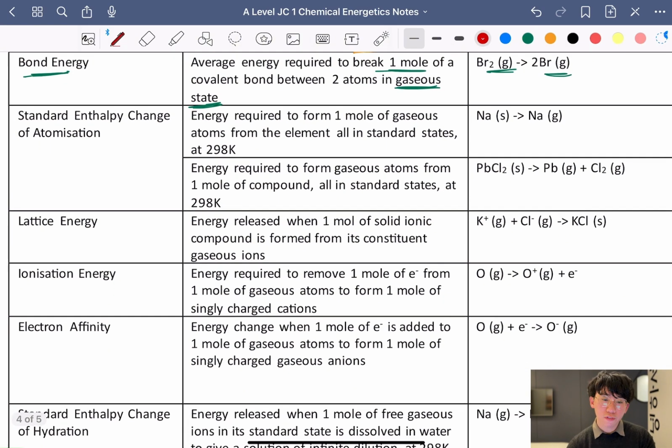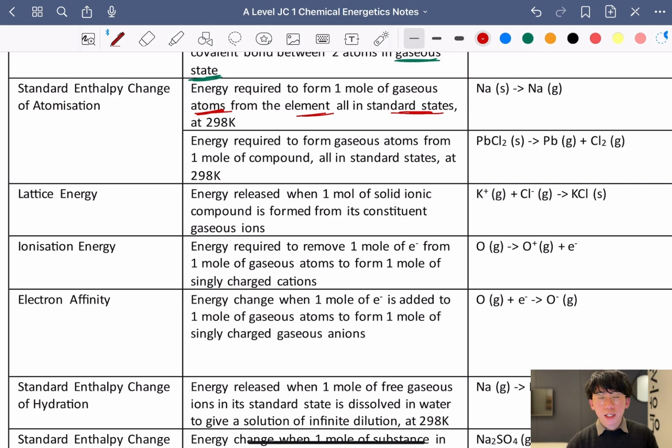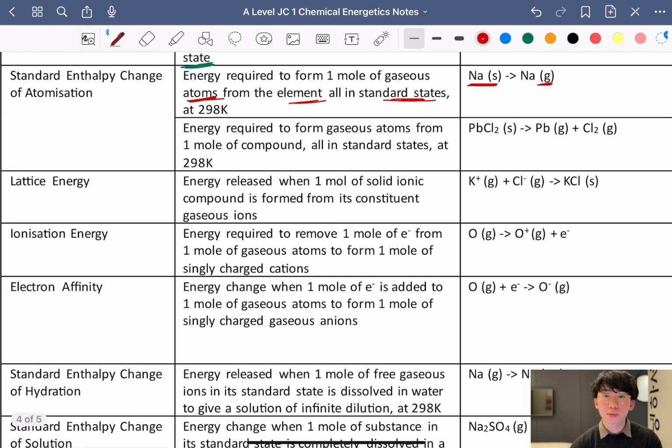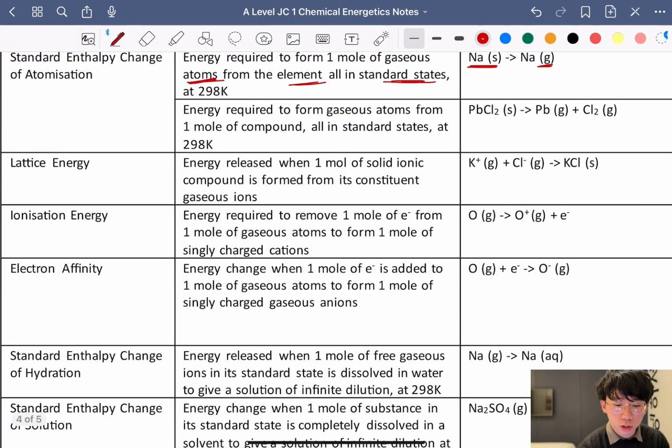Next is enthalpy change of atomization. This is pretty much turning your elements from their standard states into gaseous atoms. So here we have sodium, which naturally exists as a solid at standard state, and then we're turning it into a gas. You could also have gaseous atoms that come from a compound. If it's from a compound, you're expected to get one mole of compound and turn it into the gaseous state. For example, you have PbCl2, which is a solid, and I'm just breaking this down into the elements in their gaseous forms. So it'll be lead gas and Cl2 gas.